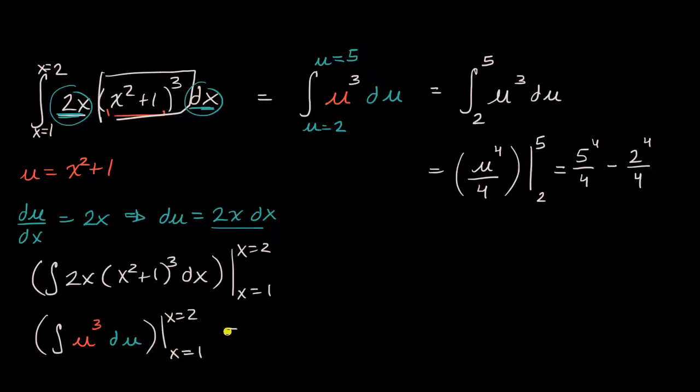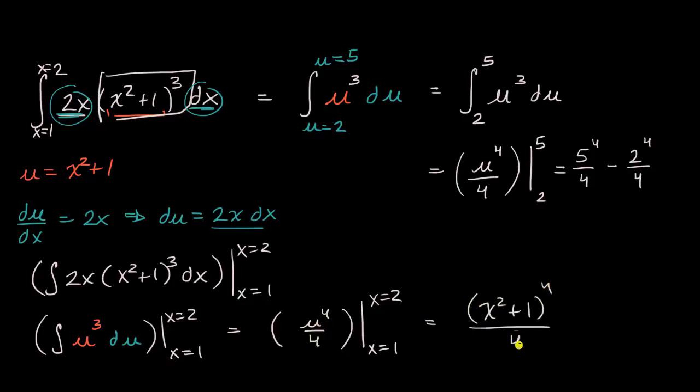And so this is going to be equal to, well, let's see, this is u to the fourth power over 4. And once again, evaluating it at x equals 2, and then subtracting from that at x equals 1. And then now we can just back substitute. We could say, hey, look, u is equal to x squared plus 1. So this is the same thing as x squared plus 1 to the 4th power over 4. And we're now going to evaluate that at x equals 2 and at x equals 1.